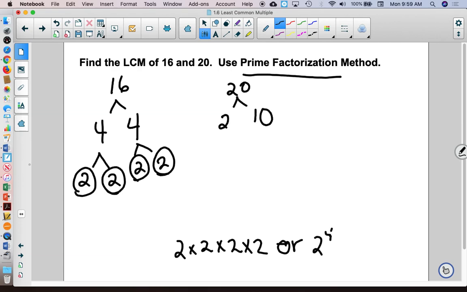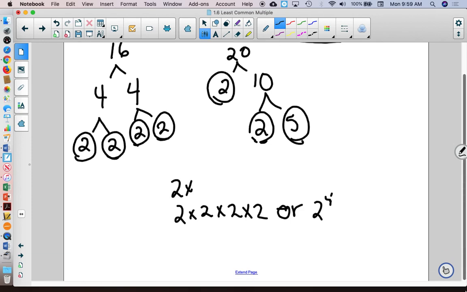2 times 10. Do I circle either one of those? The 2, because it is prime. Okay, what about 10? 2 and 5. Okay, so I have a 2. Do you agree? I have more than one, but I have at least one. I have the first one. I have a second one. Do I have a third 2 in 20? No. Do I have a fourth 2 in 20? No. But I do have a 5. Do you agree with that? So 2 times 2 times 5 is the prime factorization.